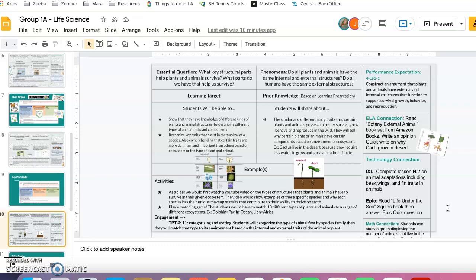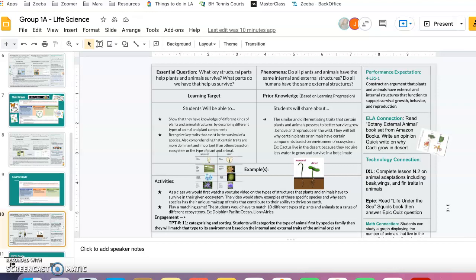In terms of a technology connection, iExcel is a great app, definitely for science. The endpoint to animal adaptation section is great. And it goes over, for example, animals with beaks, animals with wings, or animals with fins, and where those animals live and the traits that those animals have that help them live in that environment. Epic is also another good app that could be supporting students through technology. There's a good book, Life Under the Sea, Squid's book, and then as with all the other Epic books, you can answer questions after that to kind of assess your comprehension.